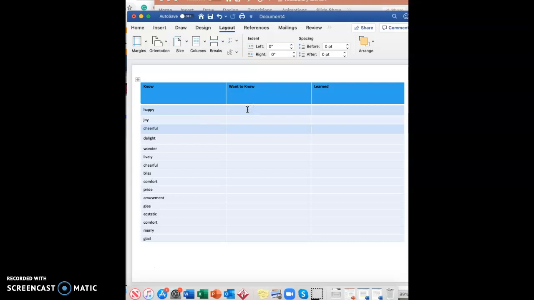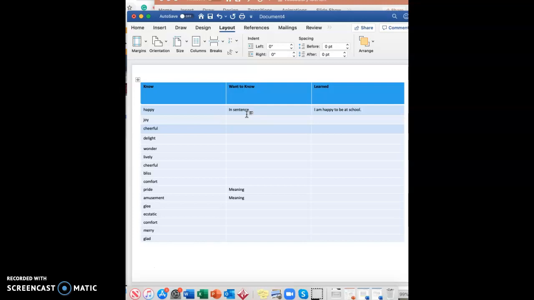So let's say this person wants to know how to write this word in a sentence. So that's what they're going to write on here. For this word, they want to know the meaning of it, the meaning of amusement as well. So they're just going to write down things they want to know about the word, and then when they've learned what they want to know, so they can put, I am happy to be at school.